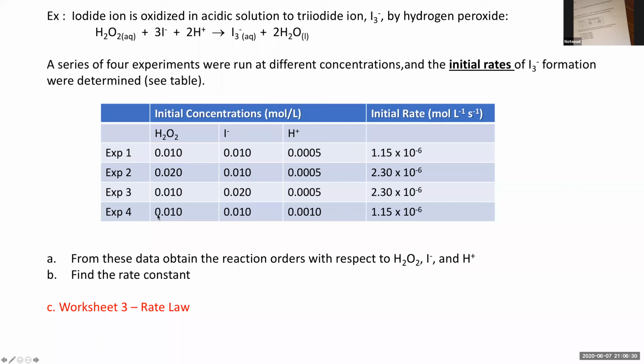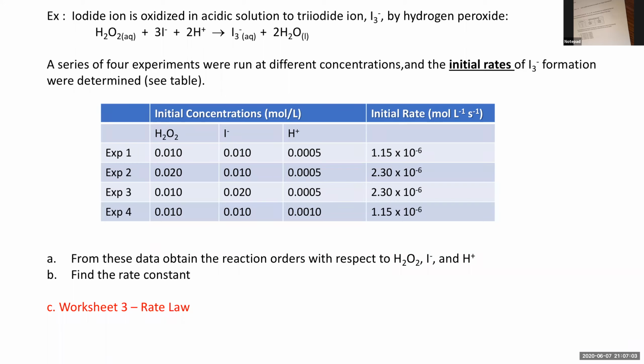If you look at the next case, we have hydrogen peroxide and iodide the same as the first case, but the hydrogen ion changes. It doubles. What happens to the reaction rate? It stays the same. That means the order of the reaction in terms of hydrogen ion is 0. So the concentration of hydrogen ion doesn't matter.